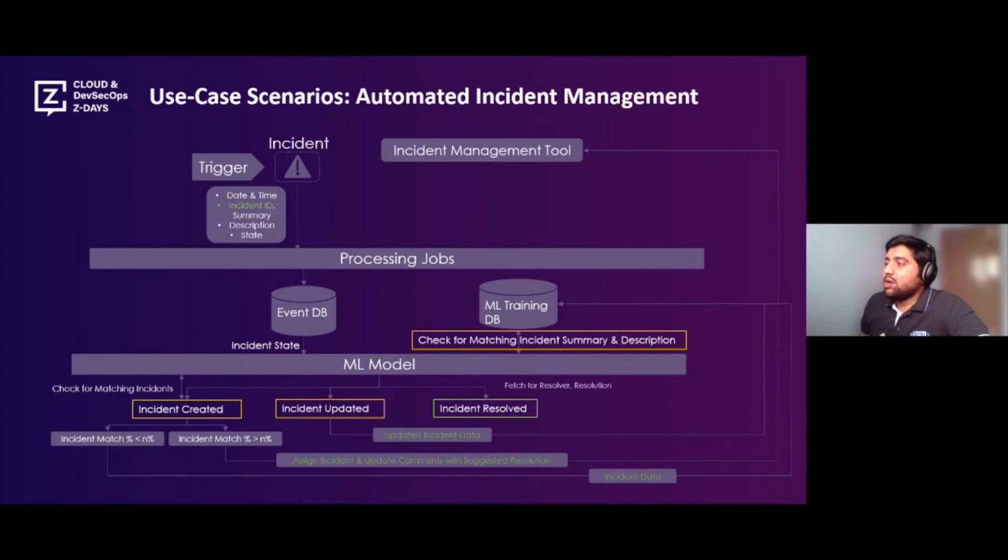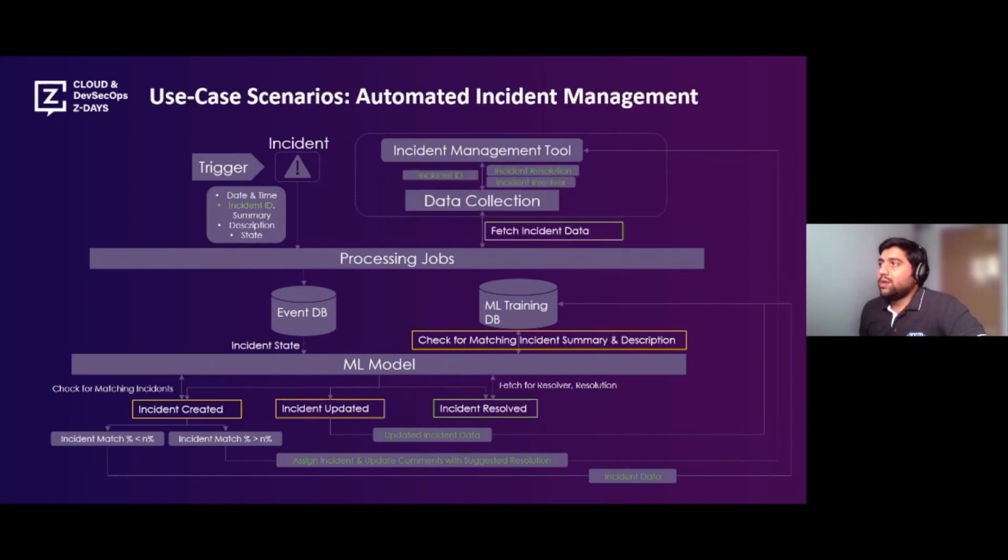And if the incident is resolved, it will try to fetch the resolution and the resolver data from the incident management tool. It will pass parameters like the incident ID, and fetch the incident resolution and the resolver. Once it gets them, it adds the data to the ML training database. So that's how the ML training database maintains the history of the incidents.